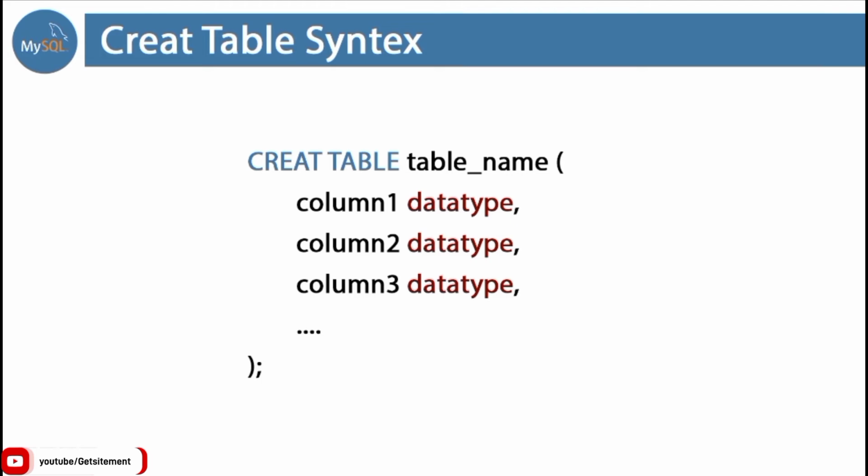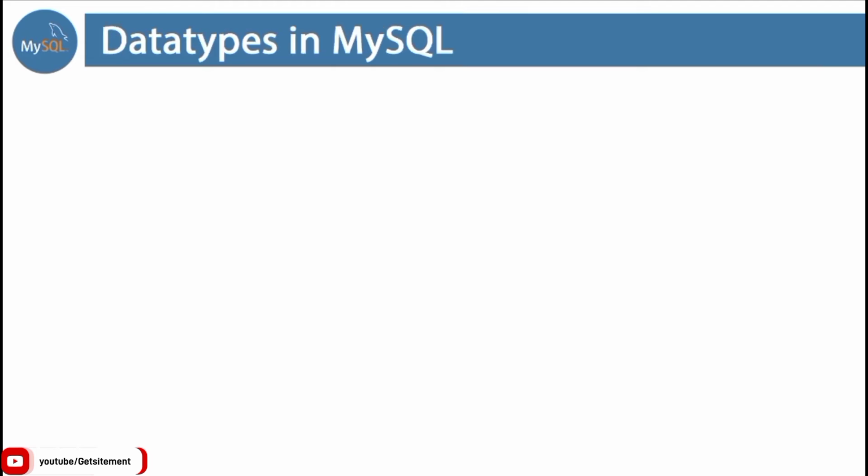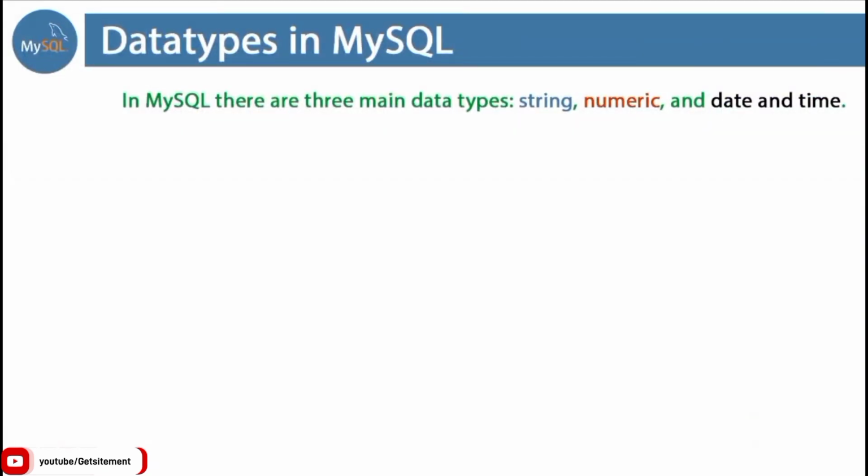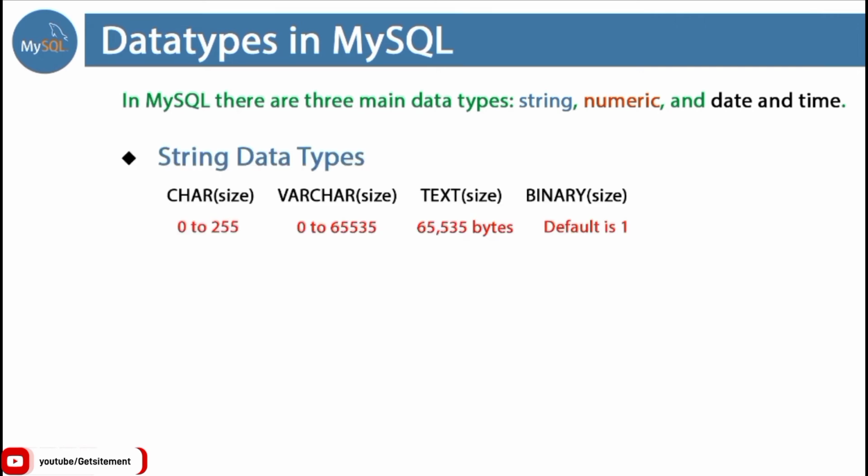And now I want to talk about some basic data types. In MySQL, there are 3 main data types: string, numeric and date and time. No matter what kind of data we get, it should be related to one of these. There are lots of data types in SQL and I am going to talk about some basic data types. Let's start with the string data type. These are very basic data types which are related to the string data type.